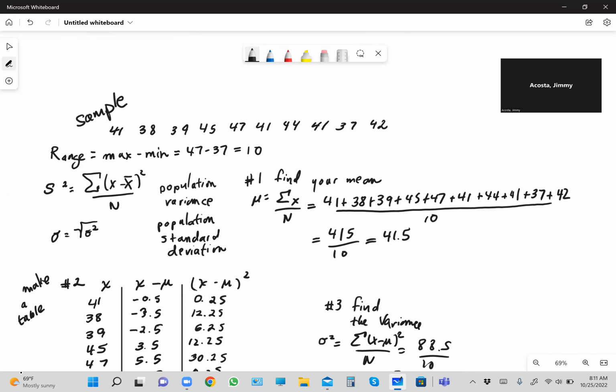We don't use mu anymore, we use x bar. This is n minus 1. This becomes s. It also becomes s. That's a really bad s.